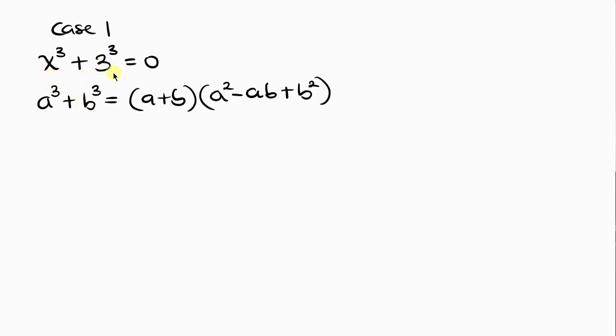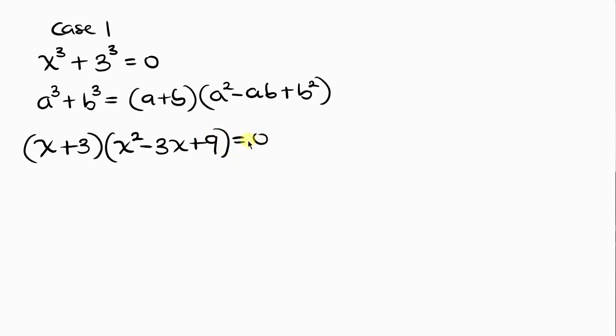So let's write this in this form. So this is a plus b. A is x, plus b, b is 3. Now times a squared, that is x squared. Remember, a is x. So x squared minus ab. A is x and b is 3. So x times 3 gives 3x. So minus 3x plus b squared. B is 3. So 3 squared is 9. That's it. Equal to 0.